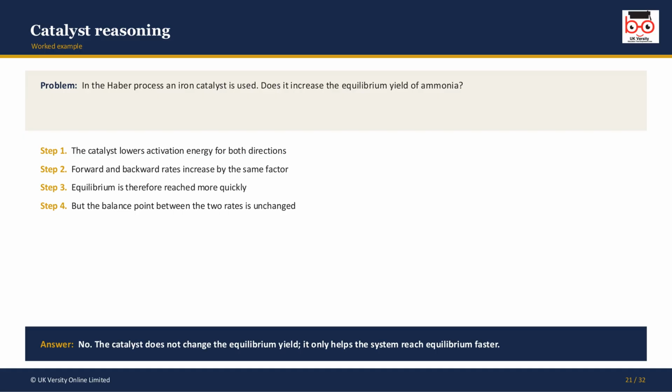The catalyst lowers the activation energy for both directions, so the forward and backward rates both increase by the same factor, and equilibrium is reached more quickly. But the balance point between those two rates is completely unchanged. So the answer is no. The catalyst doesn't change the yield, it just helps the system get to equilibrium faster.